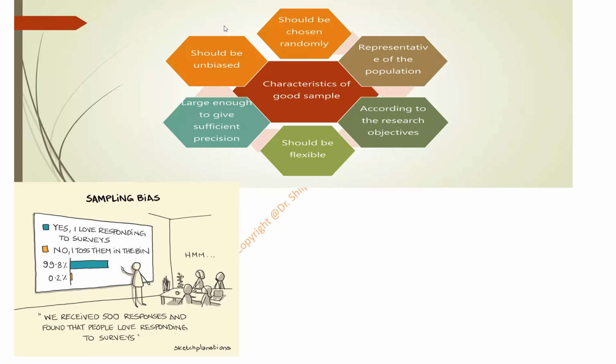Then the sampling should be unbiased. Now, what is the meaning of unbiased? Suppose I want to do a study on the teaching method, and I want to select a few colleges or schools. But here I'm introducing bias. I'm just selecting people from my own college, whoever I know.